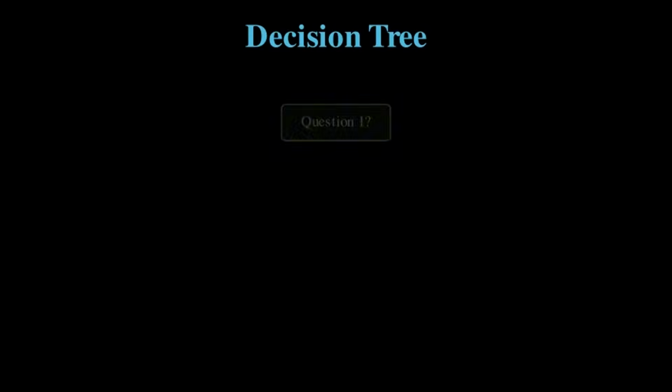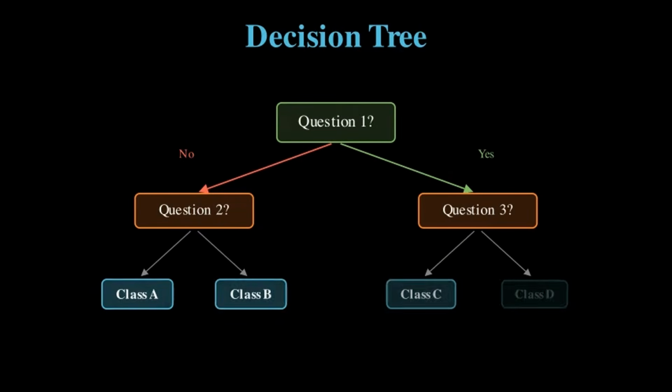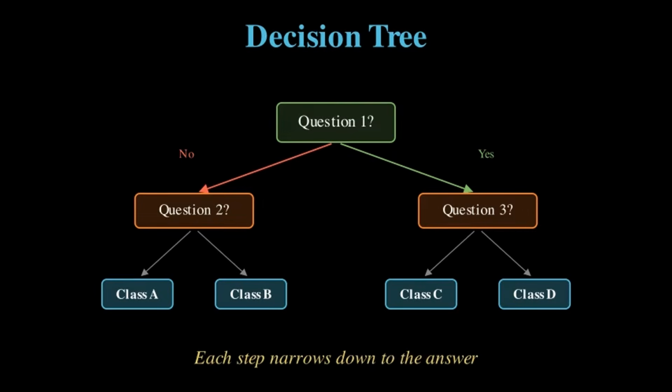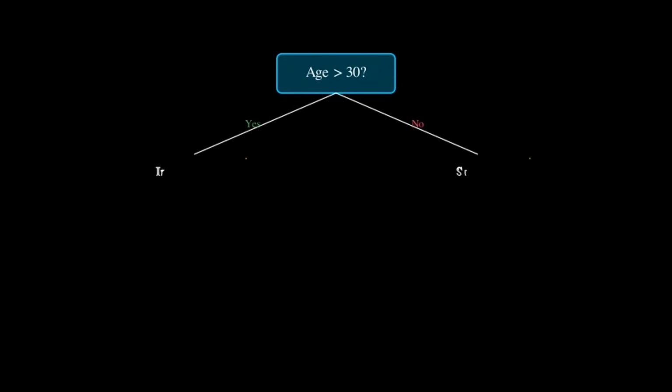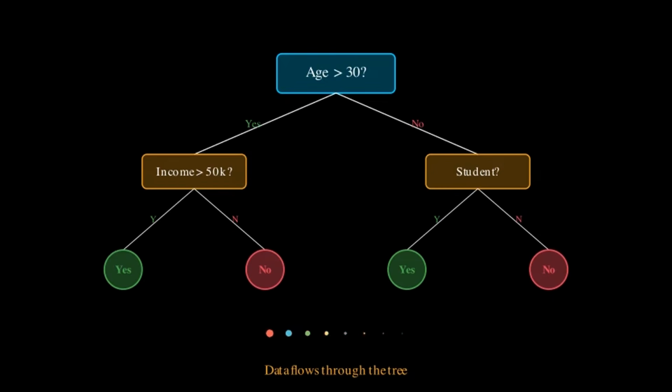It works by repeatedly splitting the data into smaller and smaller groups based on the most informative feature at each step until it reaches a final answer. Each step narrows down the possibilities until you arrive at the answer. For example, imagine you're trying to predict whether someone will buy a product. The tree might start by asking, is the person over 30? If yes, then it goes down one branch. If no, it goes down another. Then it asks another question and another until it reaches a final prediction, buy or don't buy.